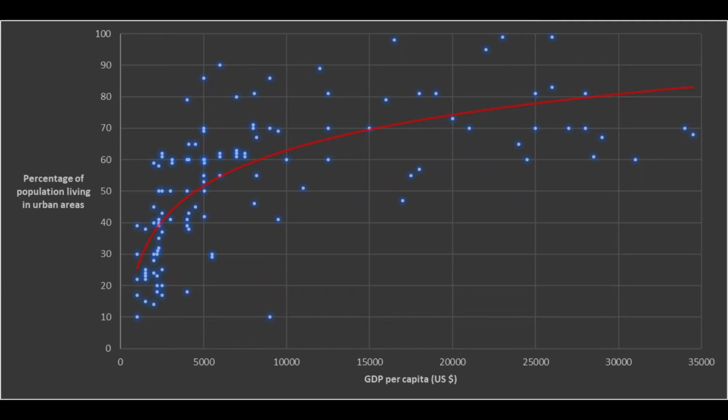When we look at the scatter graph, again, the trend we're seeing is that when the GDP increases, that's the gross domestic product, there is a higher percentage of population living in urban areas. That is the trend and pattern we're seeing there.